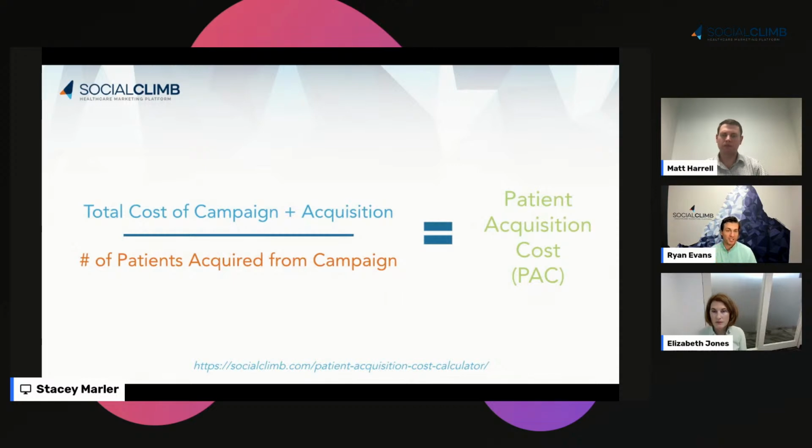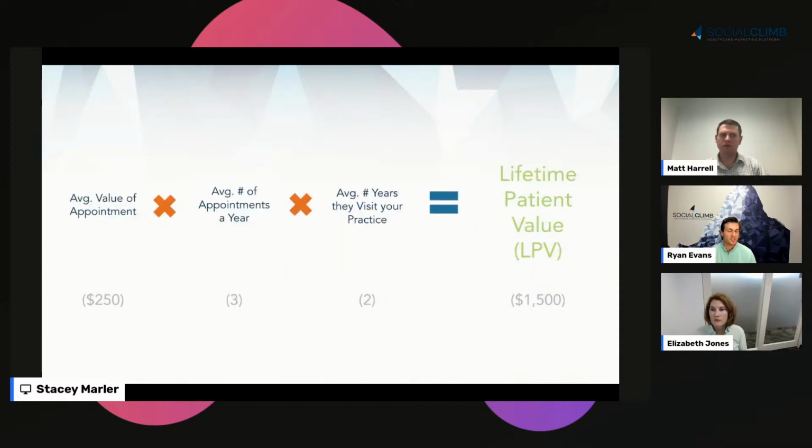If you wouldn't mind going to the next slide, here's some more of the math. This is what we're going to talk about today. Not only is patient acquisition cost super important, but the lifetime patient value is super important, right? Because they may book an appointment with us and have some value on that first appointment, but how many times do we see patients, right? So the lifetime patient value is the average value of the appointment multiplied by the average number of appointments in a year, multiplied by the average number of years they visit your practice.